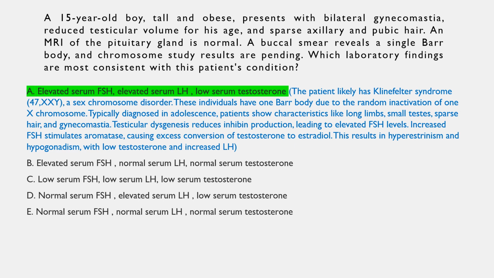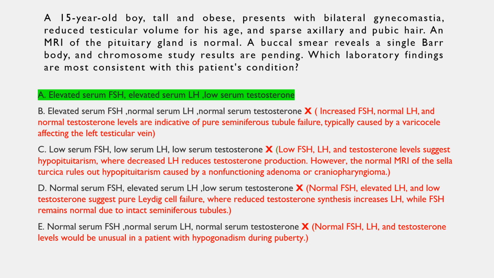Testicular dysgenesis reduces inhibin production, leading to elevated FSH levels, and the increased FSH stimulates aromatase, causing excess conversion of testosterone to estradiol. This results in hyperestrogenism and hypogonadism with low testosterone and increased LH level. Let's have a look at why the other options are incorrect.